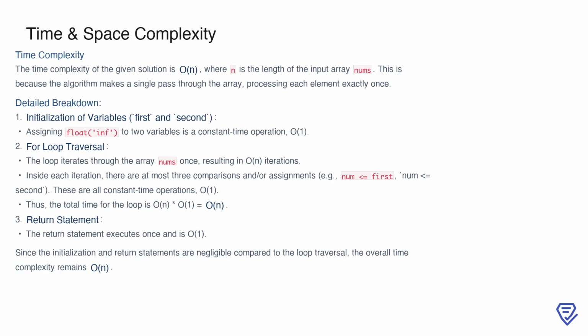Finally, the return statement at the end of the algorithm executes once and is also O(1). When we combine all these components, the initialization and return steps are negligible compared to the loop traversal, so the overall time complexity of the solution remains O(n).